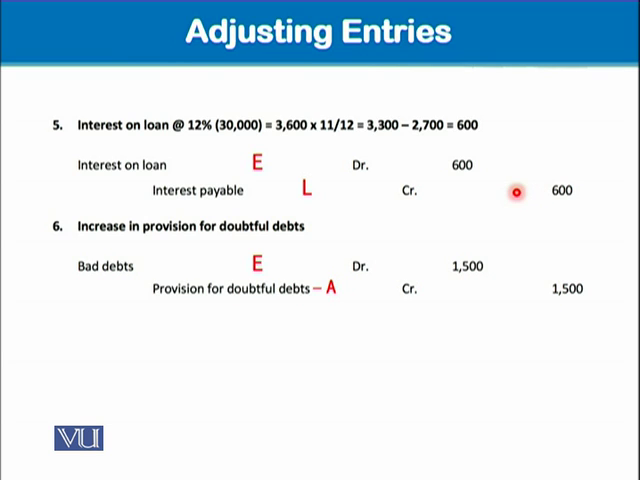Okay. Then comes adjustment number 6, increase in provision for doubtful debt. And it is very easy, as it is written in the adjustment that we have to increase by 1,500. So straight away bad debts debit and provision for doubtful debts credit. Bad debts are an expense. It will be taken to the expense straight away. And this will be subtracted from the assets, the debtors. Okay? Yes, this is what we already know.